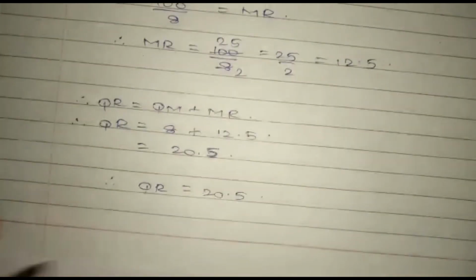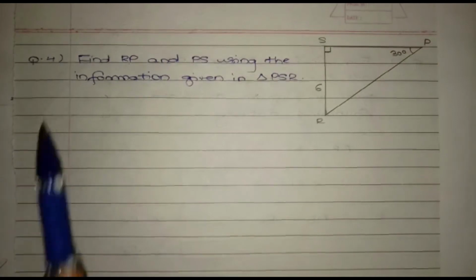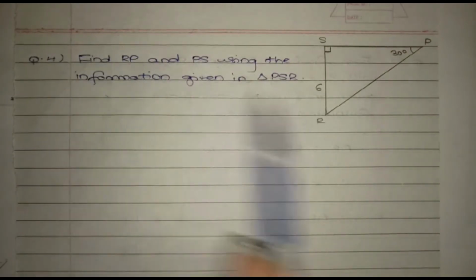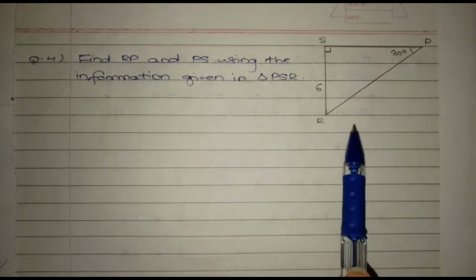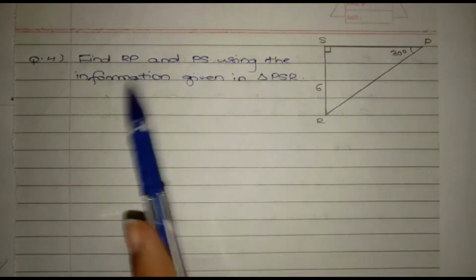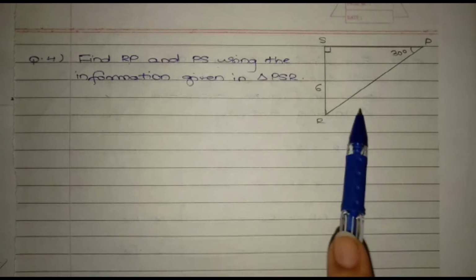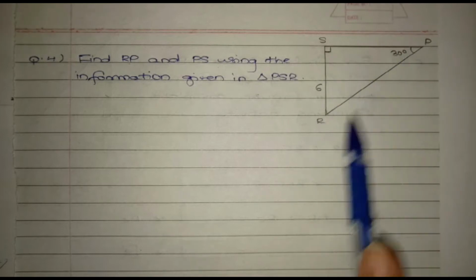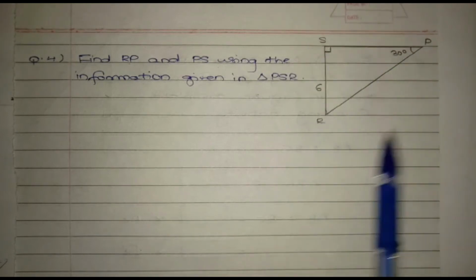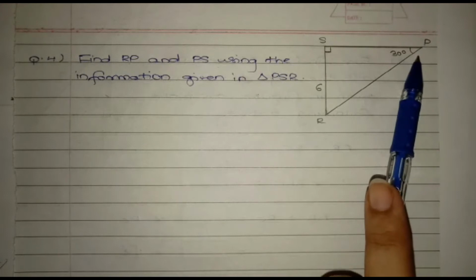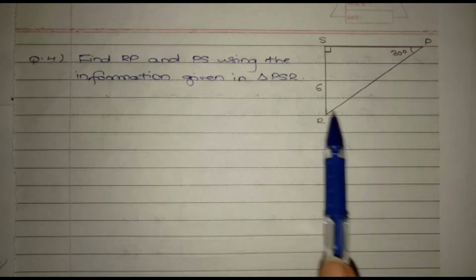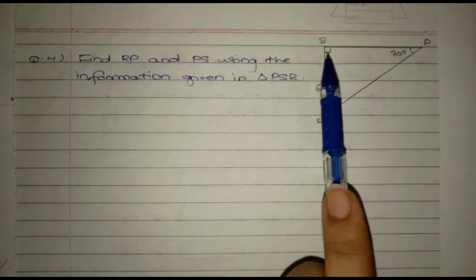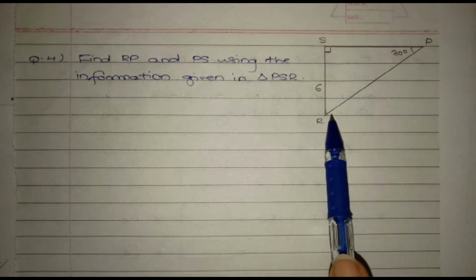Okay, now let us start with the fourth question. Now in this fourth question of practice set 2.1, it is given that find RP and PS using the information given in triangle PSR. Now in this triangle PSR, it is given that angle PSR is 90 degree and angle RPS is 30 degree. Hence angle PRS will be 60 degree. Since these angles are 90 and 30, this angle will be 60 degree.